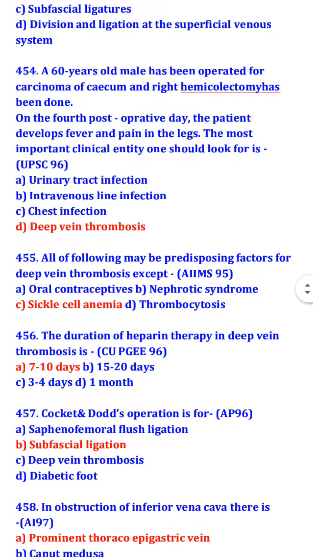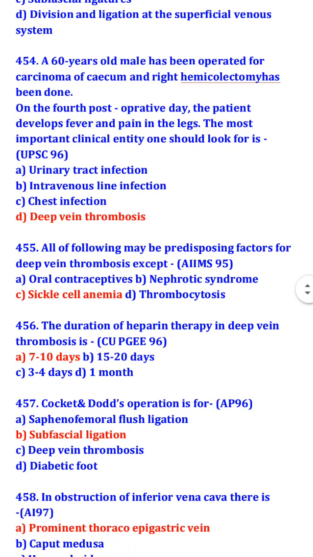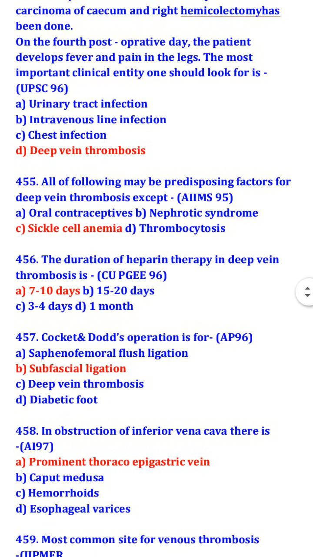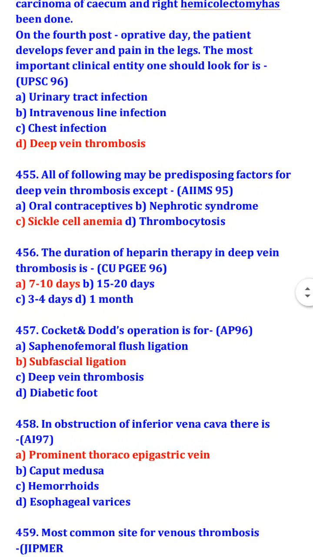All of the following may be predisposing factors for deep vein thrombosis except sickle cell anemia. So, which are the predisposing factors? Oral contraceptives, nephrotic syndrome, and thrombocytosis. The duration of heparin therapy in deep vein thrombosis is 7 to 10 days.